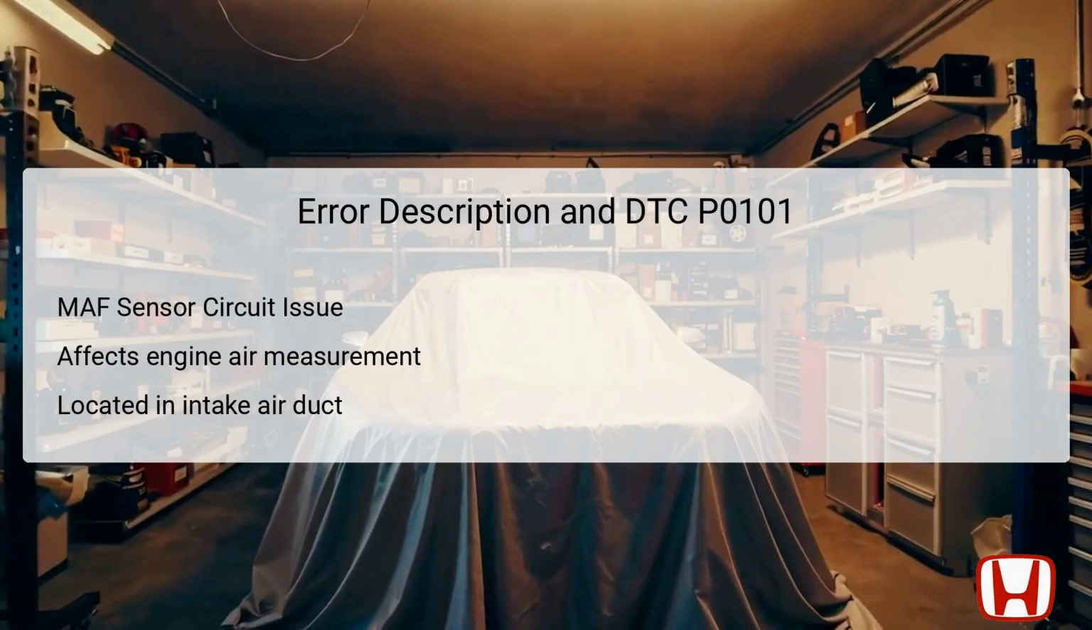If there's an issue with the sensor's ability to read air volume or velocity, it may send incorrect signals to the ECU, directly impacting engine performance. Possible errors can arise from damaged wiring, a faulty sensor, or a blockage in the intake system. Therefore, accurate diagnosis is essential to restore proper sensor function and ensure the vehicle operates within the desired parameters.